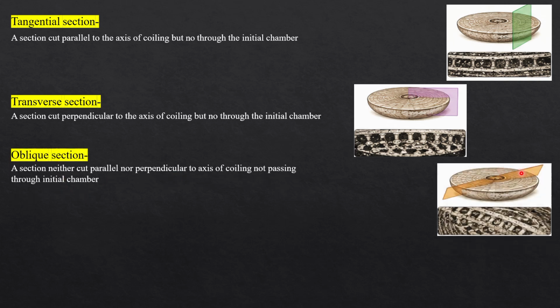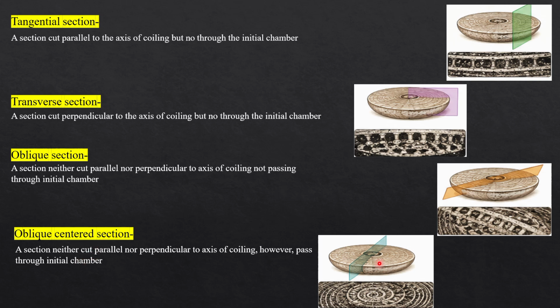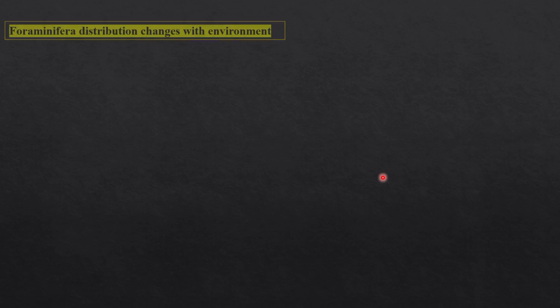Then we have oblique cut, in which the cut is at some angle, and an oblique centered section cut is also oblique but cut through the proloculus, whereas the others are not cut through the proloculus.